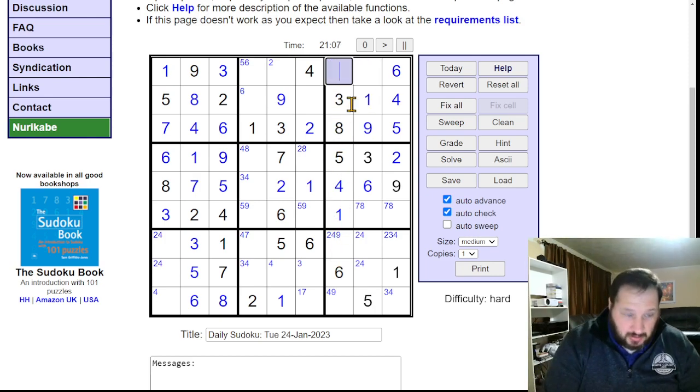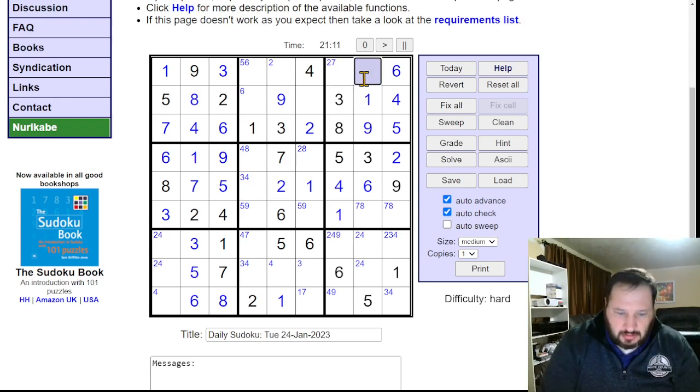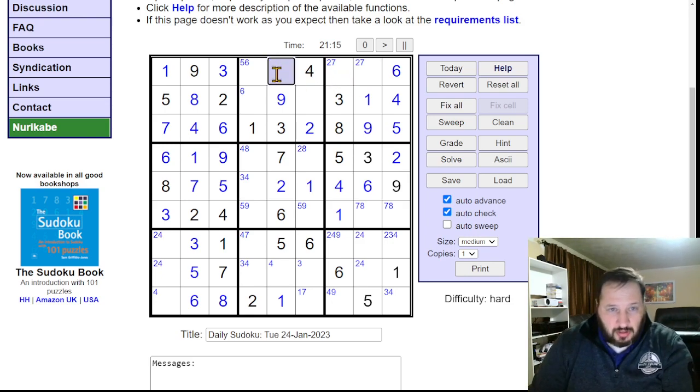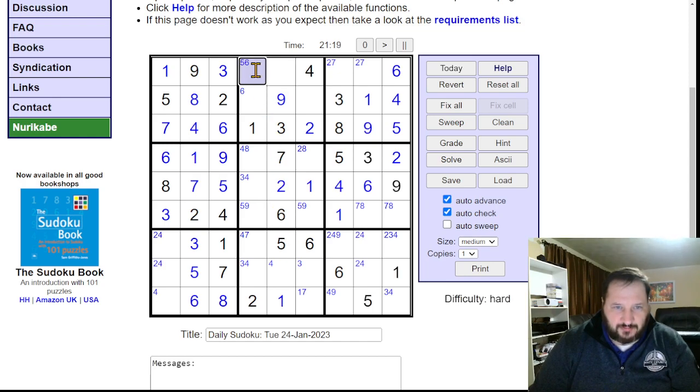Alright, see, I'm getting my pencil marks confused here. Let me update these numbers here. 2 and a 7, 2 and a 7. Okay, no more 2 here. Let me clean that one up. Okay, and then this is the only spot left for a 5. Can't have a 5 in the center, the middle, or the bottom. So this is the only spot left for a 5.